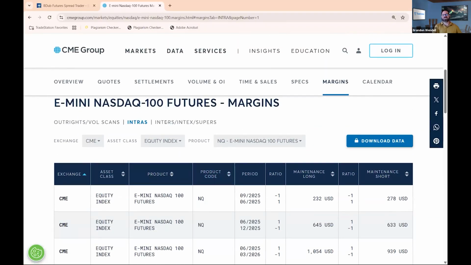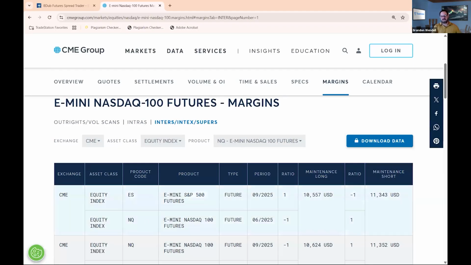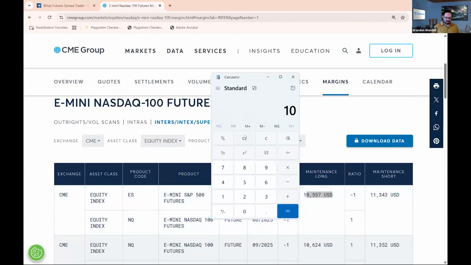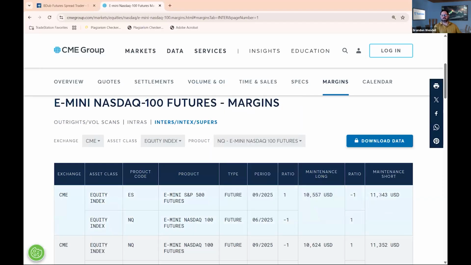Now, taking a look at the intermarket, this is where it gets interesting. Right here, we have ES versus NQ. And that actually does show the maintenance to get in. And you can see it's simply a 1-to-1 ratio. If you short the NASDAQ and buy the ES, the overnight margin for the spread, 10,557 times 1.1. That's $11,612 to trade that. Now, shorting, it's a little bit different. But again, you just multiply that by 1.1.